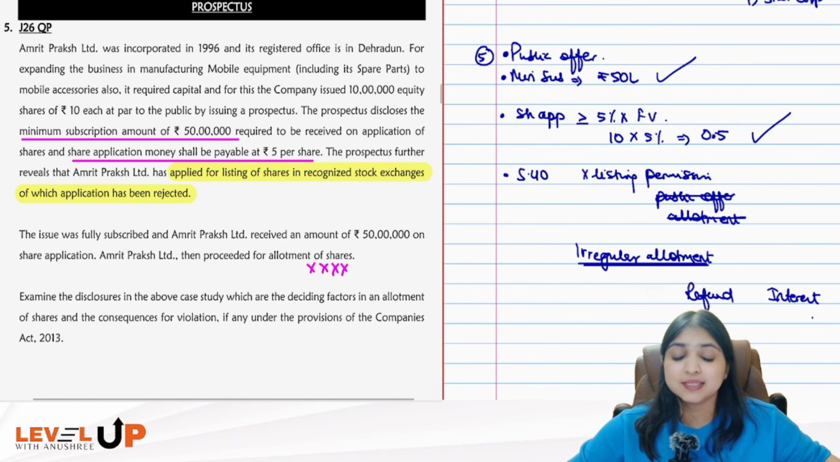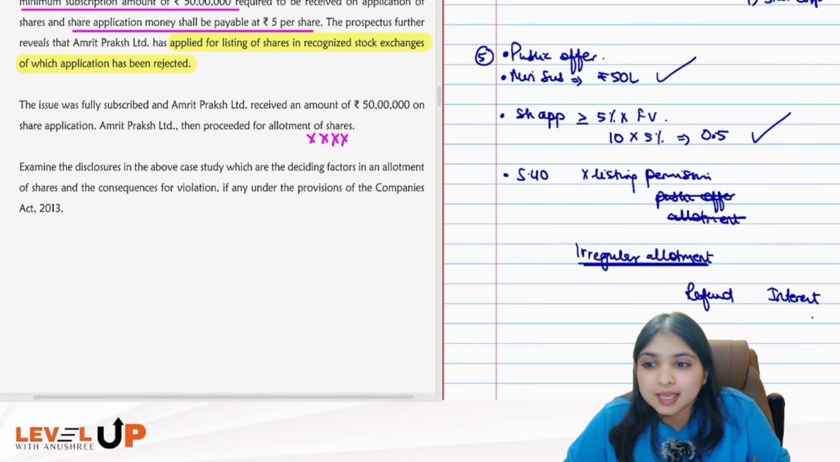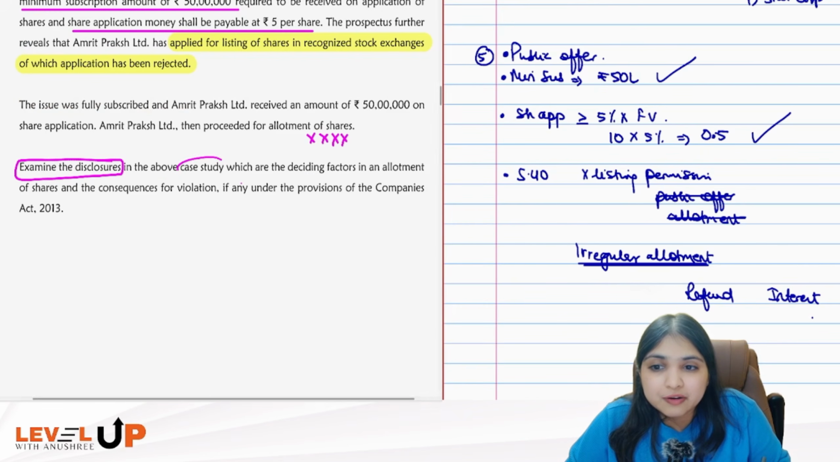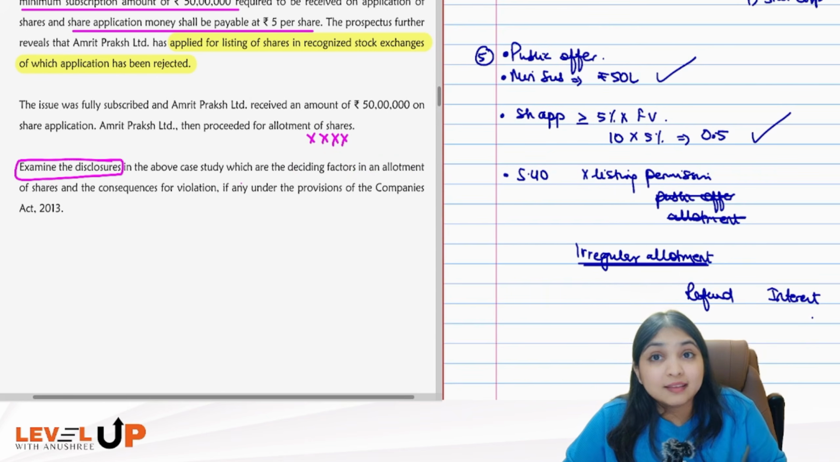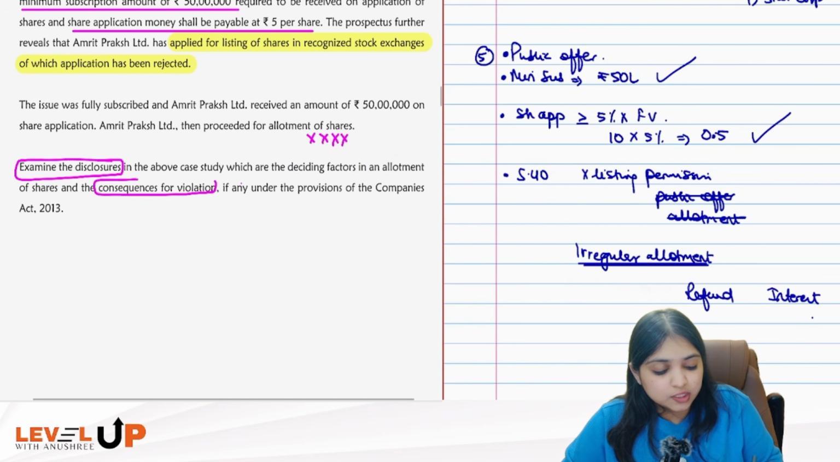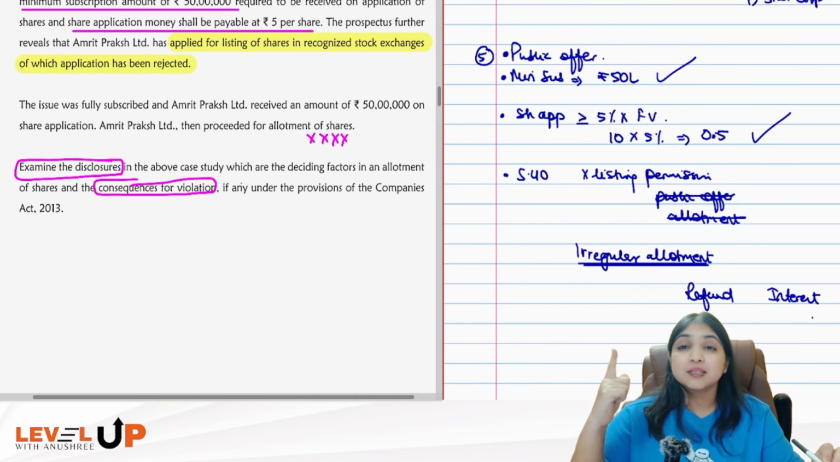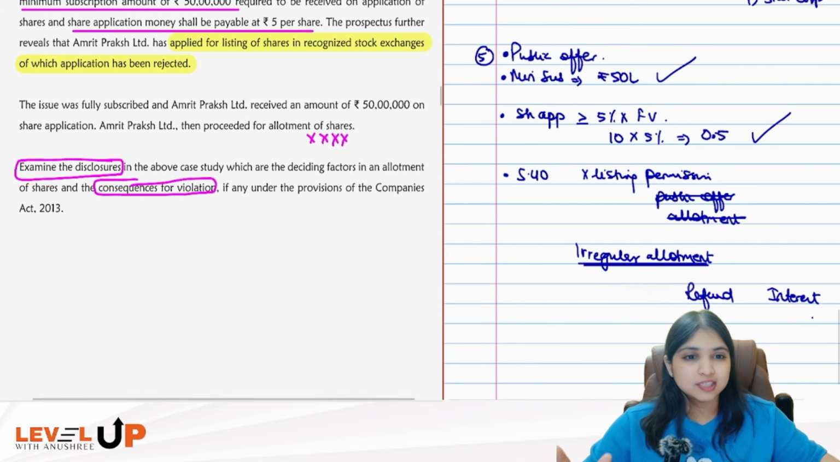general vibe of the question. We see what exactly the question is asking us. The question is asking: examine the disclosures in the above case study, which are the deciding factors in an allotment of shares, and then they're asking what is the consequence for violation. Two things they're asking: examine the disclosures, and then the consequence for violation.